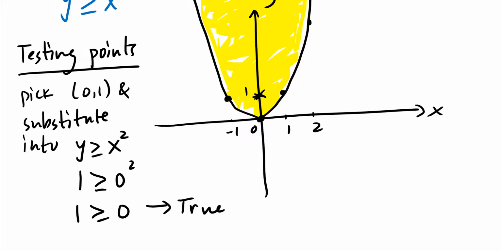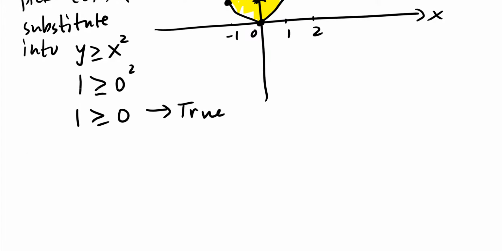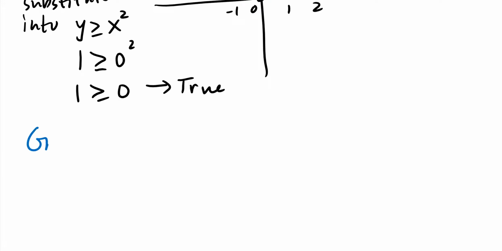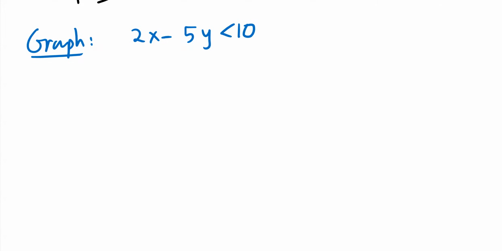What can be other cases here? What about if they ask us to graph something like 2x minus 5y less than 0, something like this. So how do we do this? Actually, let me make it 10 here. So what I'm going to do here, I'm going to graph this one and then use testing points. So just pretend it's an equal sign.